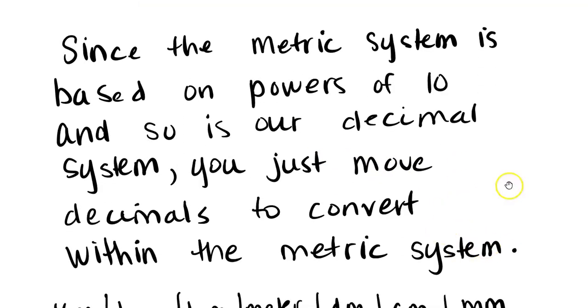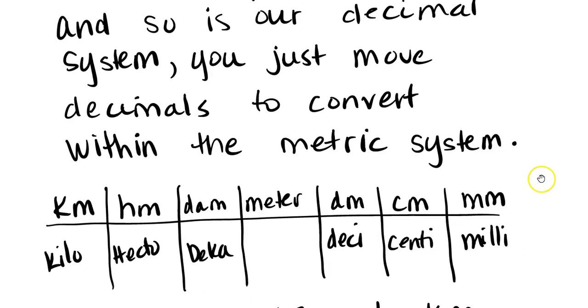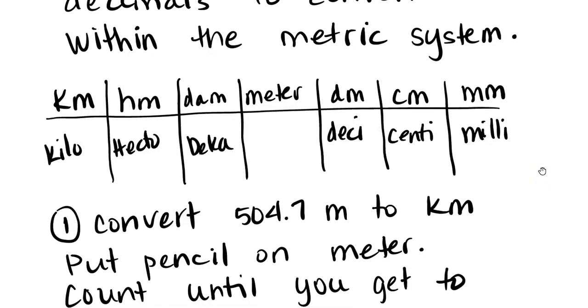Since the metric system is based on powers of 10, and so is our decimal system, you just move decimals to convert within the metric system. Now, here are the prefixes: kilometer, hectometer, decameter, meter is one whole, decimeter, centimeter, millimeter.